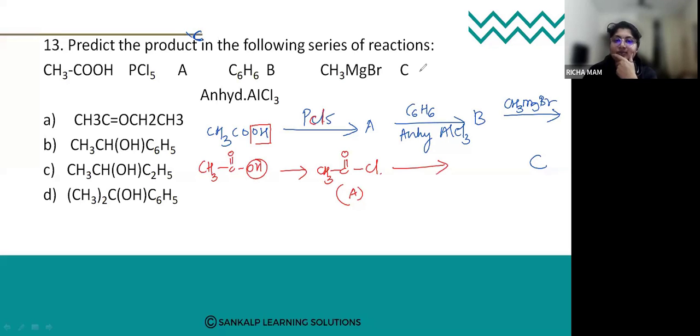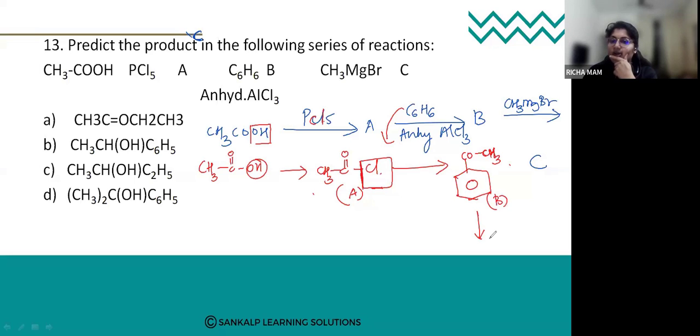Further, it is reacting with benzene in the presence of anhydrous AlCl3. What will happen? The Cl of the acetyl chloride will be replaced by the benzene ring. So you are going to get benzene-CO-CH3. This is your product B.